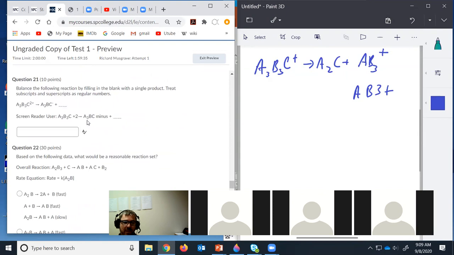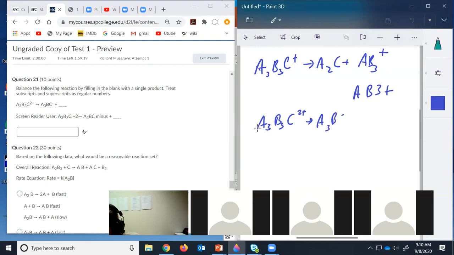Oh, I like this one. Oh yeah, this one's a good one. All right. A3B3, C2 plus gives A3B, C minus plus something. All right. Tell me what it would be just without charges, just what the product would be without charges on it. B2. It would be B2. That's correct. I'll stop here for a second.